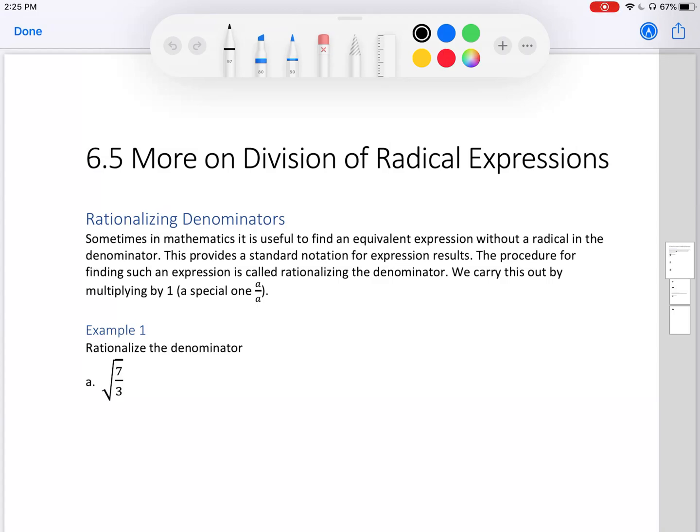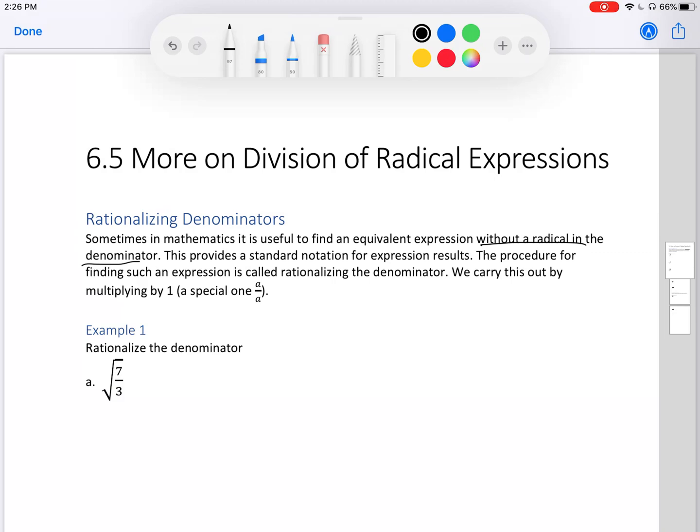Section 6.5, more on division of radical expressions. Rationalizing denominators. Sometimes in mathematics, it is useful to find an equivalent expression without a radical in the denominator. And making it so it doesn't have a radical in the denominator is the purpose of this entire section. This provides a standard notation for expression results. The procedure for finding such expression is called rationalizing denominators.